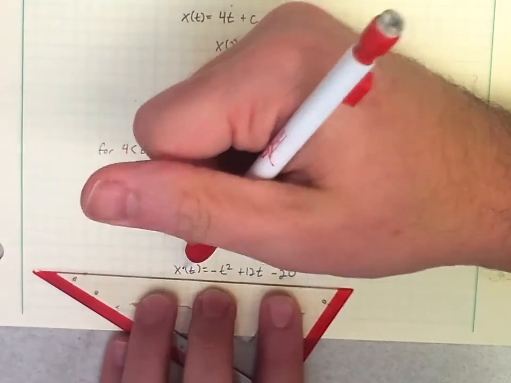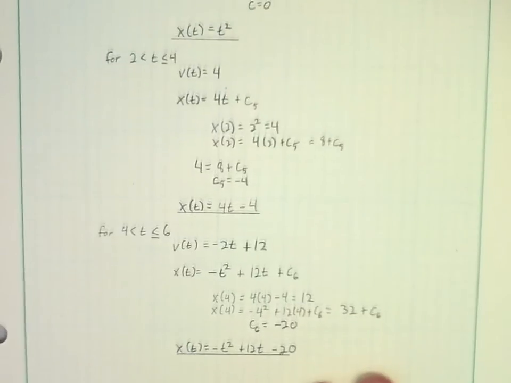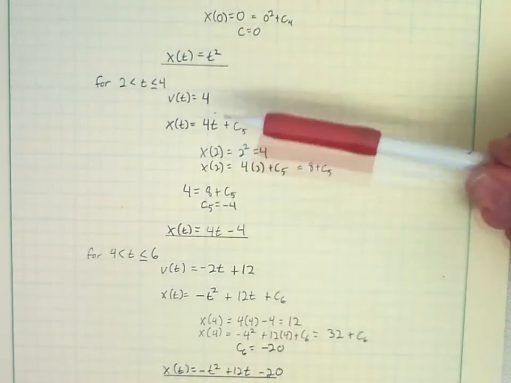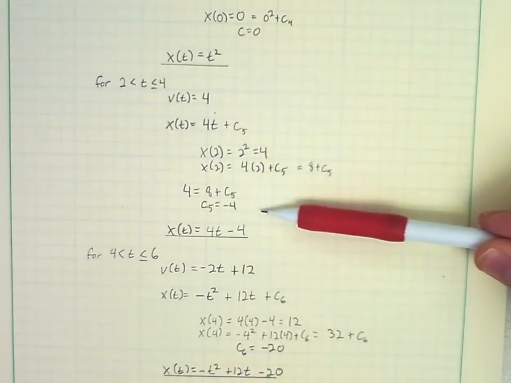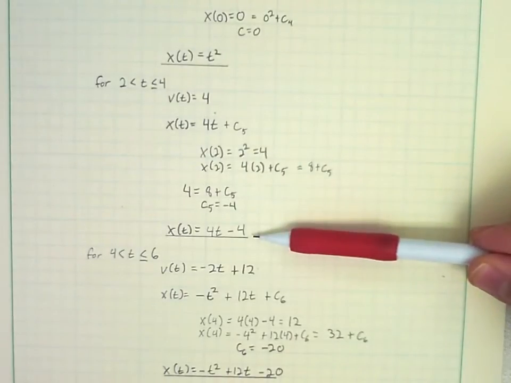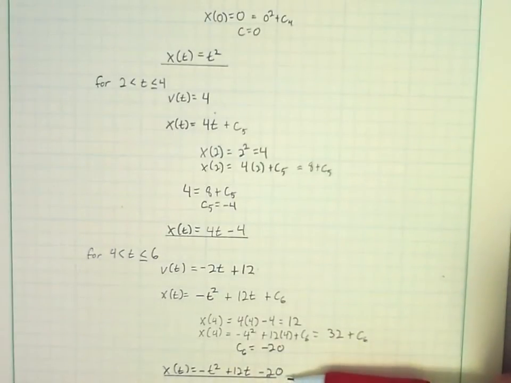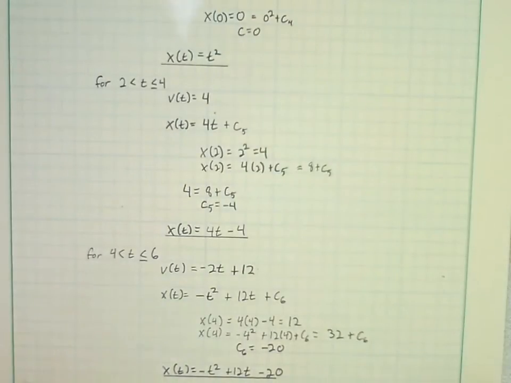And so now I have three parts of this function. Let's see if I can get them all on the screen. Well, I can't get the parts, but from 0 to 2, it's t squared. From 2 to 4, it's a straight line, 4t minus 4. And for the last part, it is another parabola, negative t squared plus 12t minus 20. So let's see what that sketch might look like.